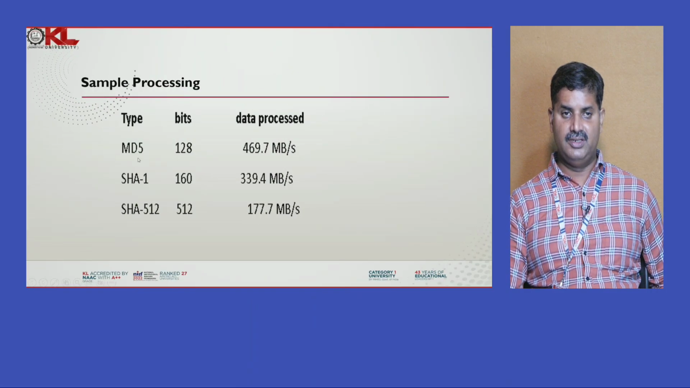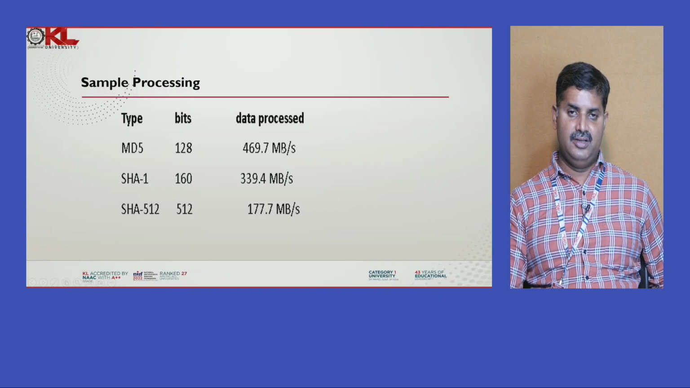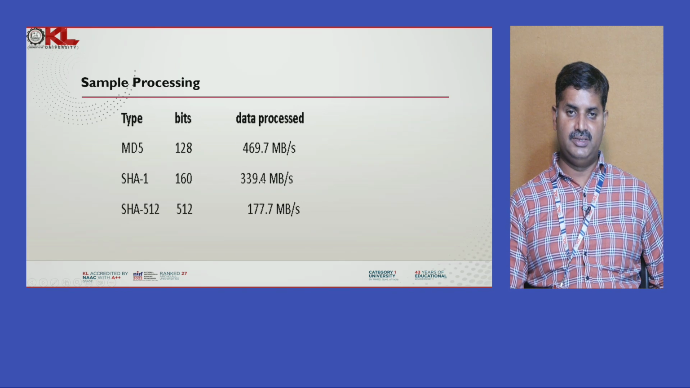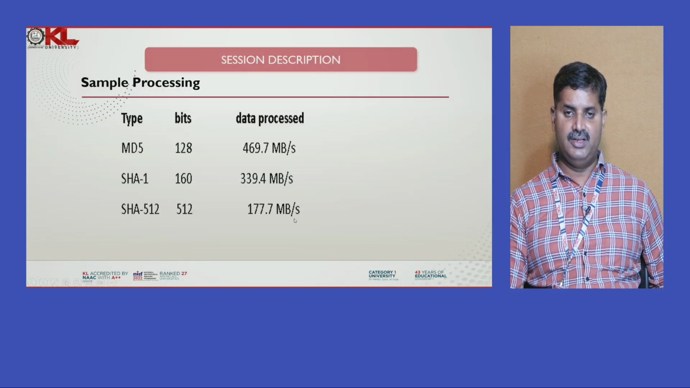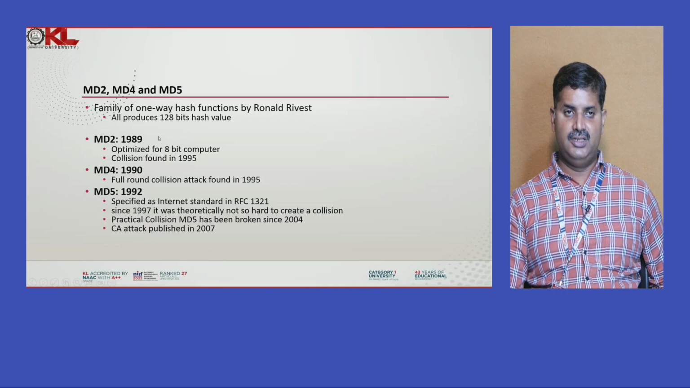On processing speed: MD5 produces 128 bits and processes a 469.7 MB file in 1 second. SHA-1 produces 160 bits and processes 339.4 MB per second. And SHA-512 produces 512 bits and processes 177.7 megabytes per second. So these are the things discussed for MD2, MD4, and MD5.